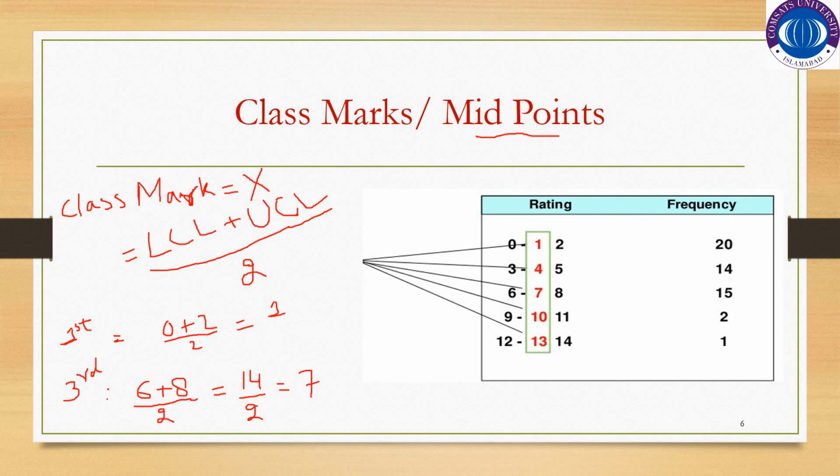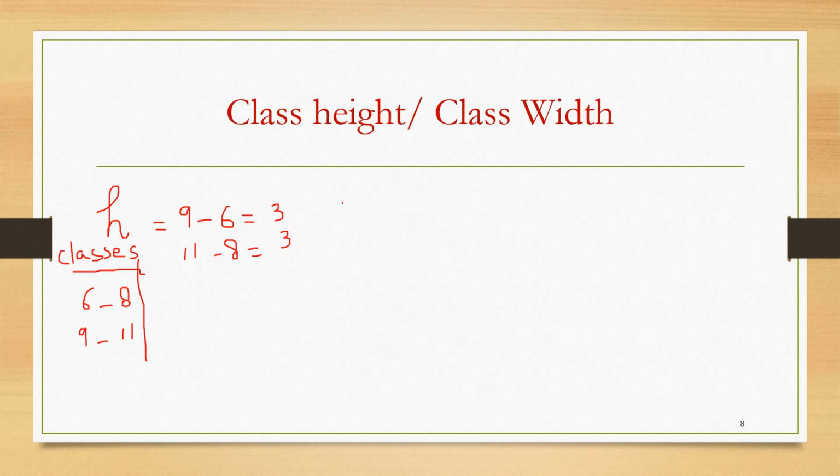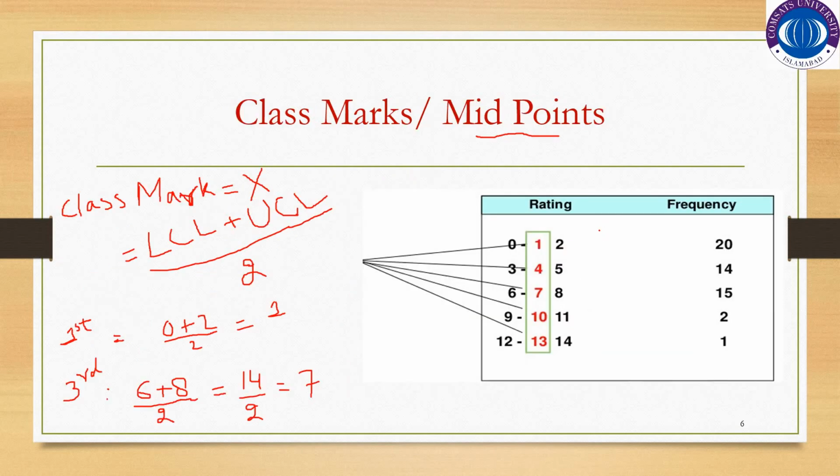If we are given the class marks, then we take the difference between two consecutive class marks. The difference between 10 and 7 is 3, 7 and 4 is 3. So what is the class height? 3. If we take the class marks of the third and fourth classes, what will their difference be? 10 minus 7, 3.